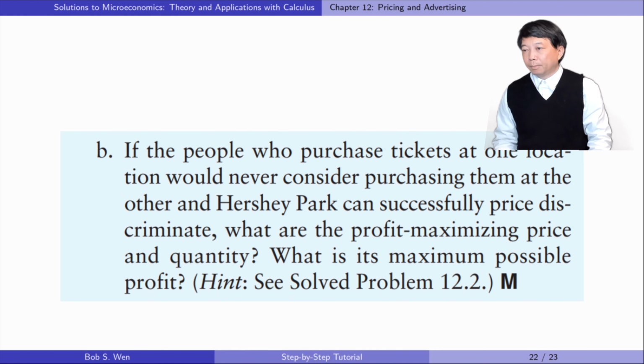In Part B, if the people who purchase tickets at one location would never consider purchasing them at the other, and the monopoly can successfully price discriminate, what are the profit maximizing price and quantity? What is its maximum possible profit?